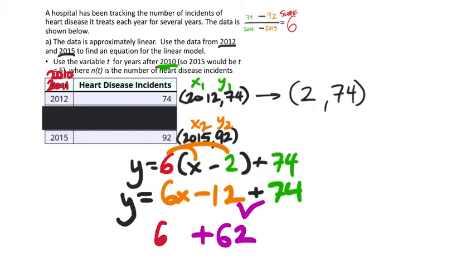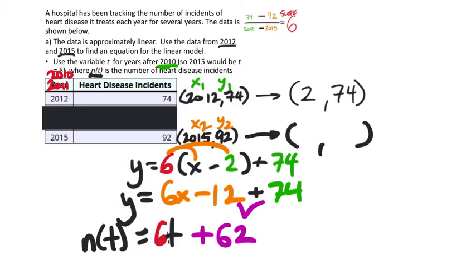And just to make things look pretty, there's our slope as 6, and then 6x. And I guess they did say to use N of t right here, so that's what I'll do. N of t, which means the x value is a t. T for time, of course. I don't really need parentheses. 6t plus 62, and this would be the linear model for this situation, at least between 2012 and 2015. So just so we see this other ordered pair translated, 2015 would be the 5th year, and then the number of heart disease cases is 92.